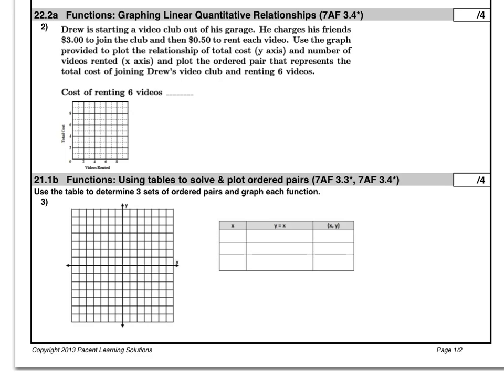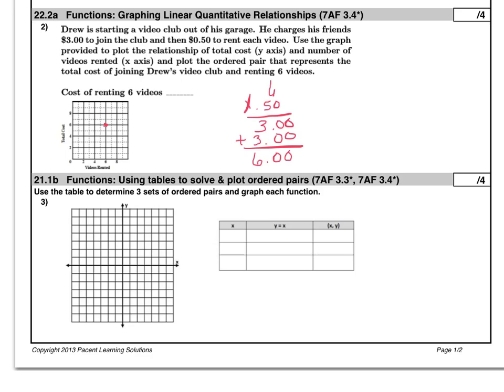So if he rents 6 videos, he has to pay 50 cents each. So 6 times 50 cents is $3. But he also has to pay the joining the club fee, which is another $3. So that means when he rents 6 videos, his total cost is $6. So that's this point right here, 6, 6. And most of you got that point. Most of you put it on there.